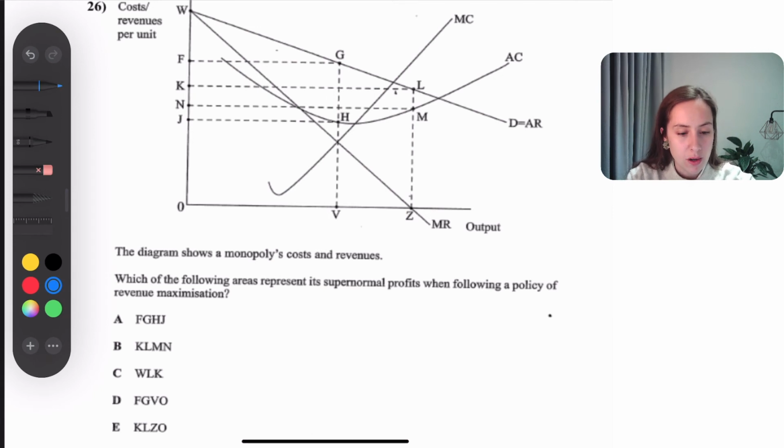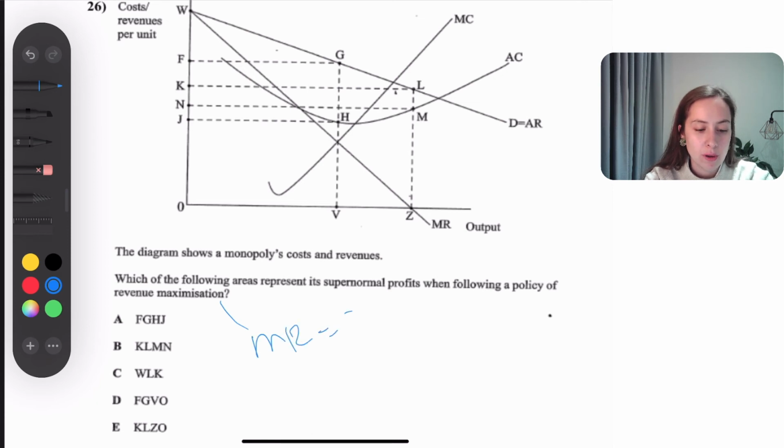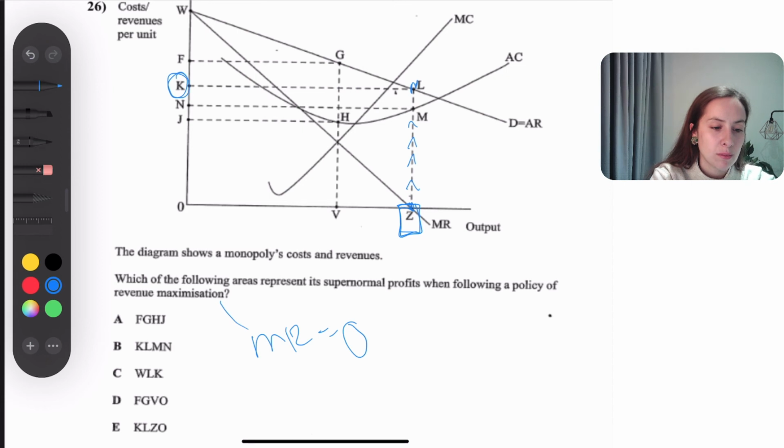So monopolies, costs, and revenues: they are revenue maximizing. So the quantity is where MR equals 0. Your MR is 0 right at this quantity. The price that you charge is on your demand curve, so you go up to the demand curve, over to there, and this would be the price. So quantity is Z, price is K.